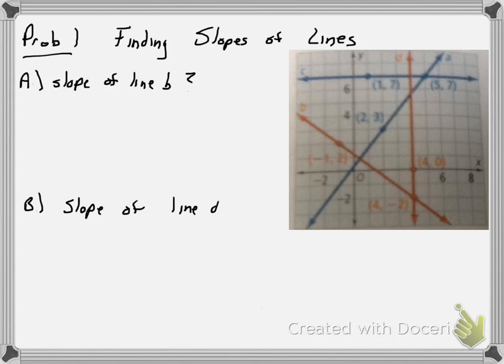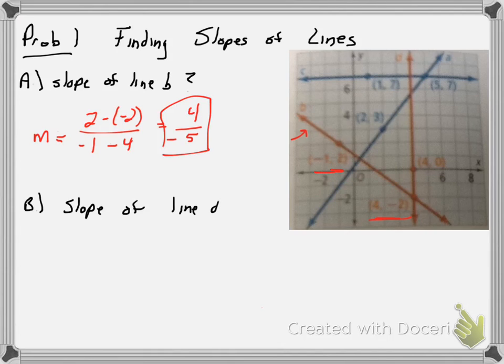In problem 1, it's just talked about finding the slope. So slope of line B, which is the red line here, we got -1, 2, and we got 4, -2. So if we want to do the formula, it's just changing y, which is 2 minus a -2. And it doesn't matter which one you start with, as long as you're consistent. I started with the 2, which means I got to start with the -1, minus 4. That gives me -2 minus 2, which is 4, over -5 for a slope of -4/5.